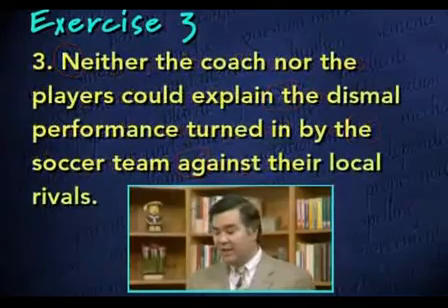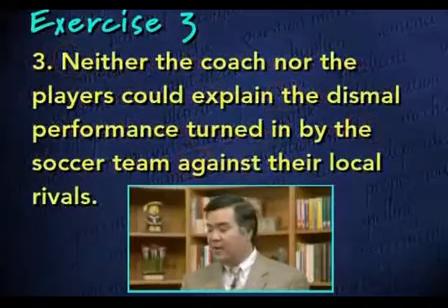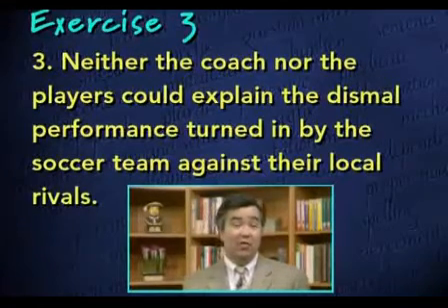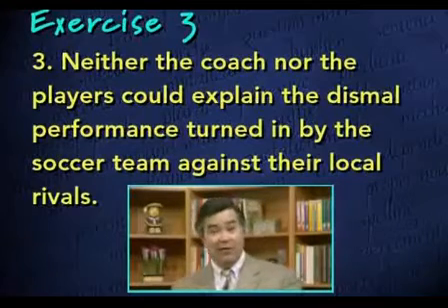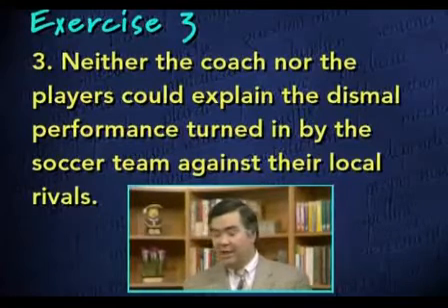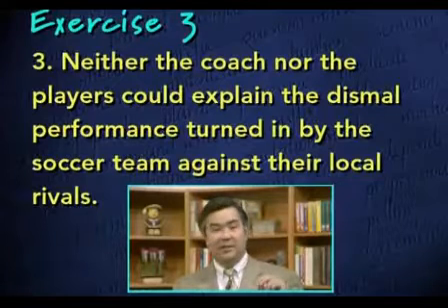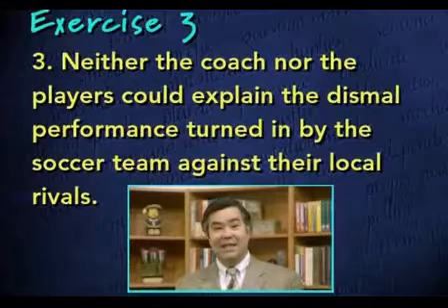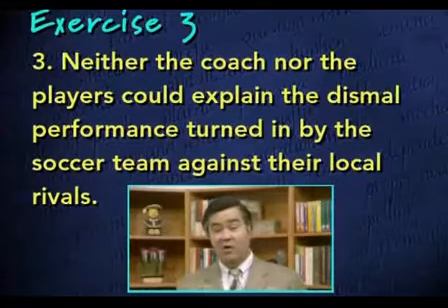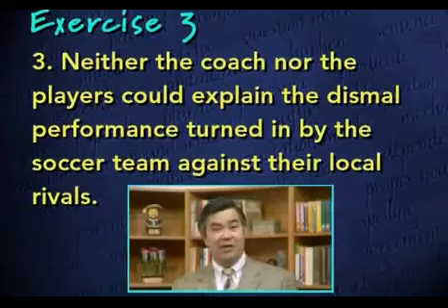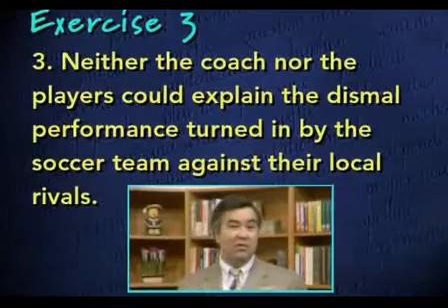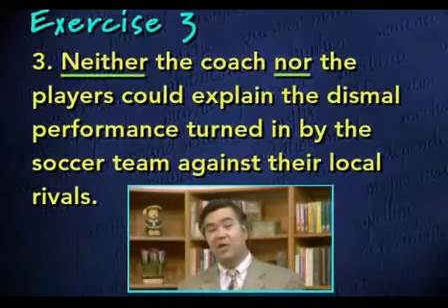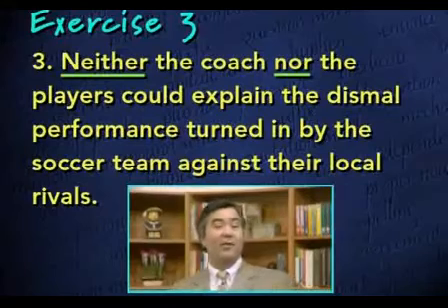Here's our third sentence. Neither the coach nor the players could explain the dismal performance turned in by the soccer team against their local rivals. This sentence you might have found a little more tricky. There is a conjunction in this sentence that might have been a little difficult for you to recognize. This is a correlative conjunction. Remember, those are conjunctions that work in pairs, and the correlative conjunction appears near the beginning of the sentence, neither nor. Remember, we said that when you use neither, you have to always follow up with nor.